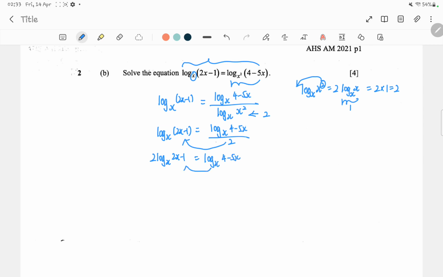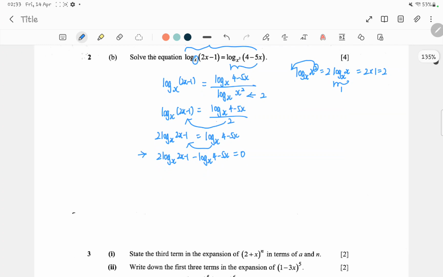Now I'm going to bring this over to the left hand side. We get 2 log base x of (2x minus 1) minus log base x of (4 minus 5x) equals 0. Now here we can use the laws of logarithm. Now I'm going to just do a shortcut. I'm going to bring this 2 up, okay? So using the power law. Okay, let's not do the shortcut. So using the power law, I'm going to bring the 2 up.